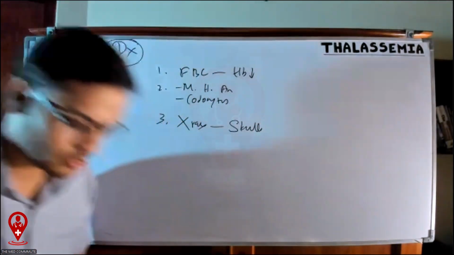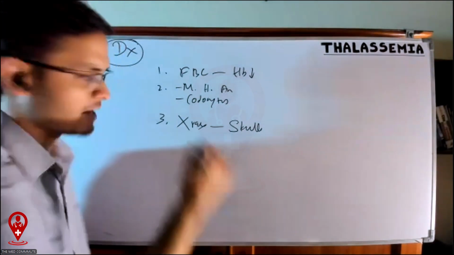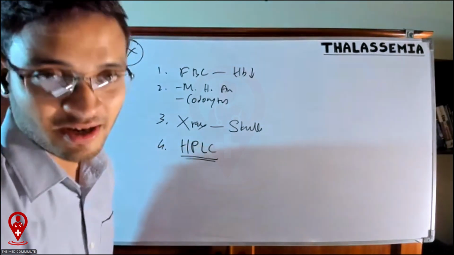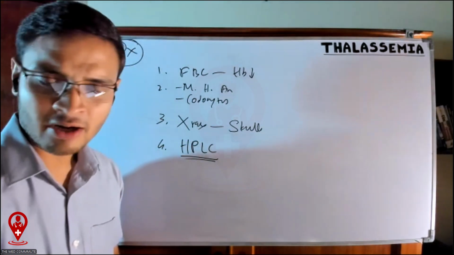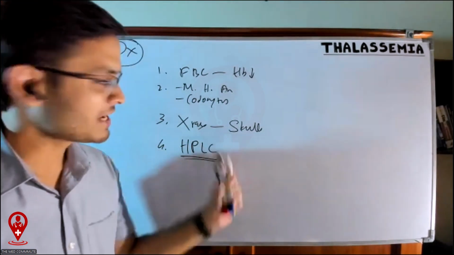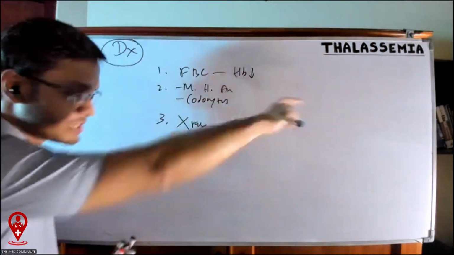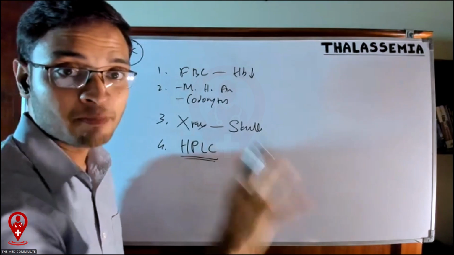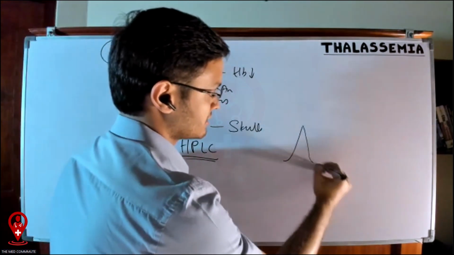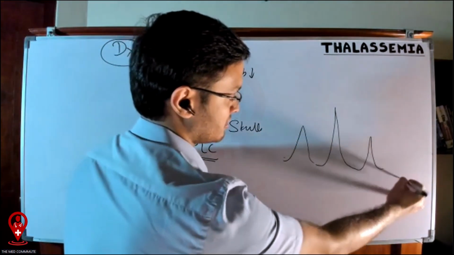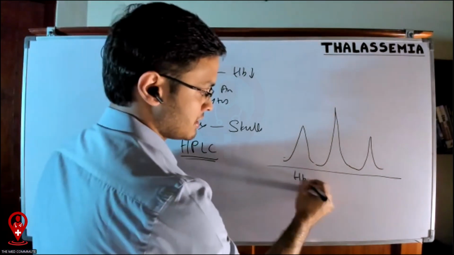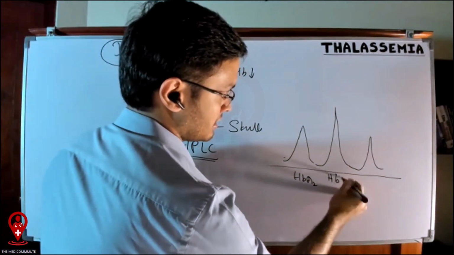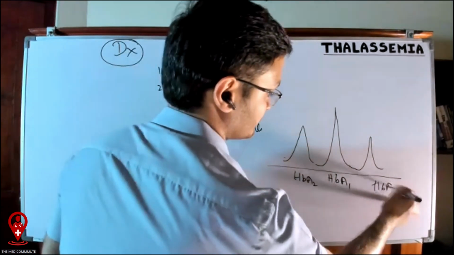Then the next thing is, guys, there is a gold standard test that we have. This is what we call high performance liquid chromatography, right? What is happening here is, you take the samples out of their blood and you put them in these chromatography papers, and you check for the type of Hb. Now you all will see it like this in the chromatography. So this is HbA2, this is, let's say, HbA1, and let's say this is HbF.